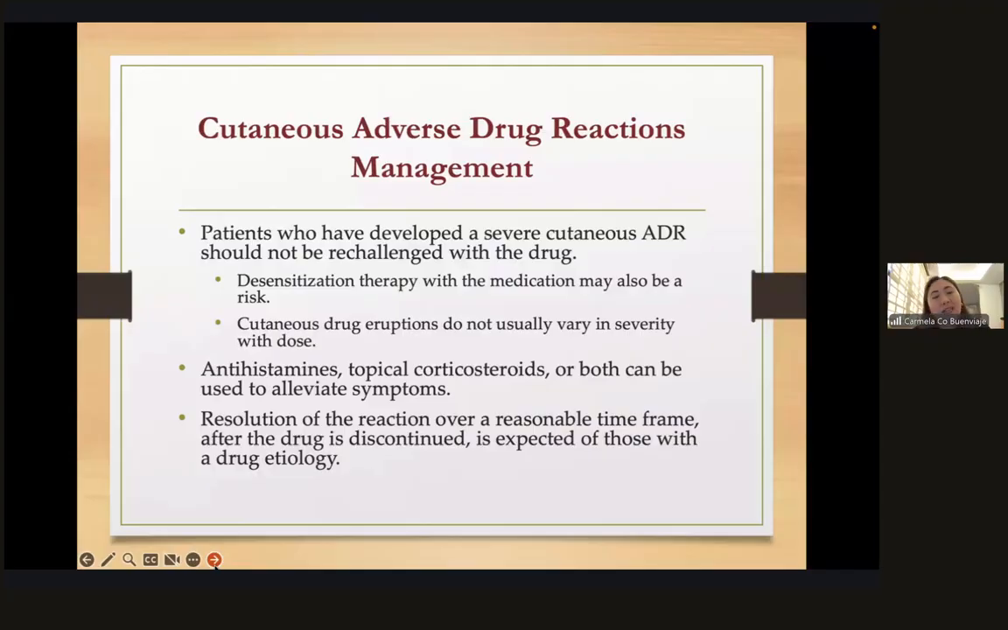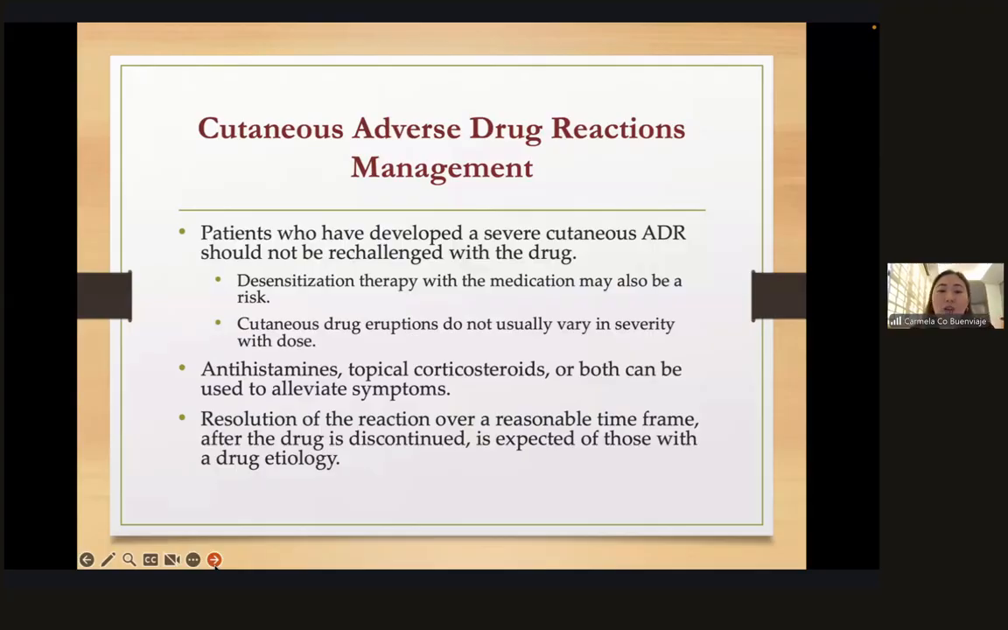So for management, patients who have developed a severe cutaneous adverse drug reaction should not be re-challenged with the drug. Desensitization therapy with the medication may also be a risk, so it's also not recommended. Cutaneous drug eruptions do not usually vary in severity with the dose. So you might say you're going to give a small dose just to test if the patient will react. We shouldn't do that, because even a small amount can cause a severe reaction if there's a recurrence.